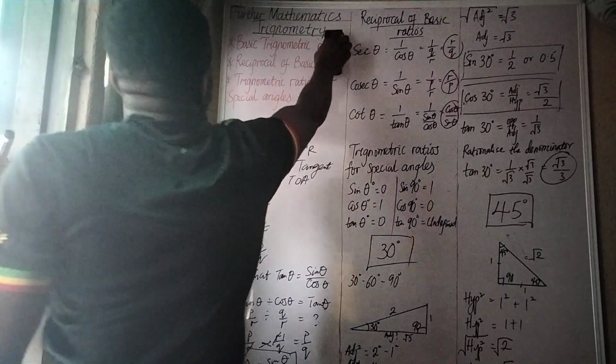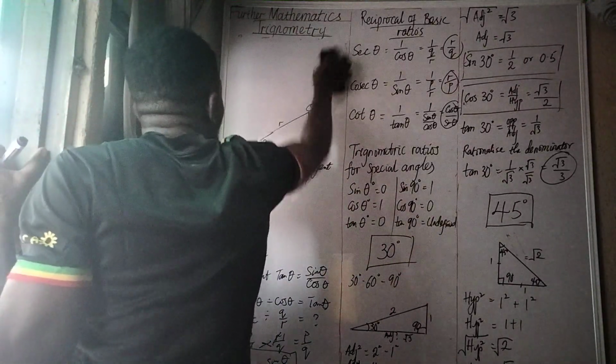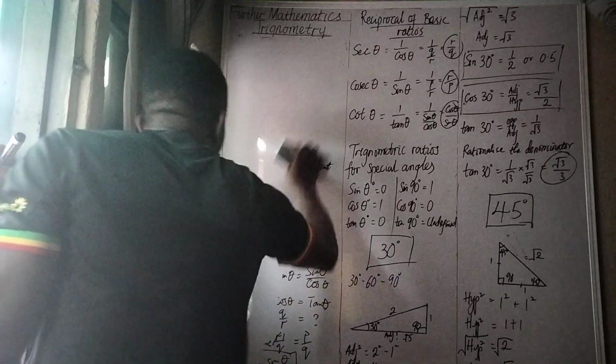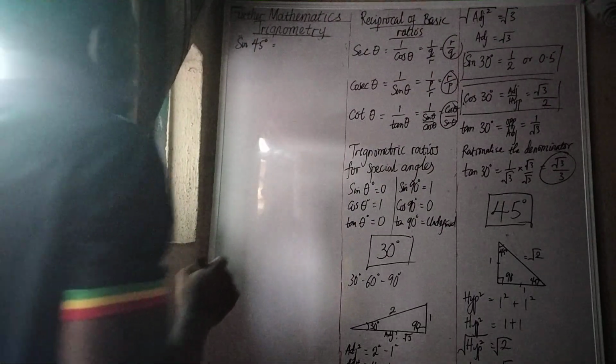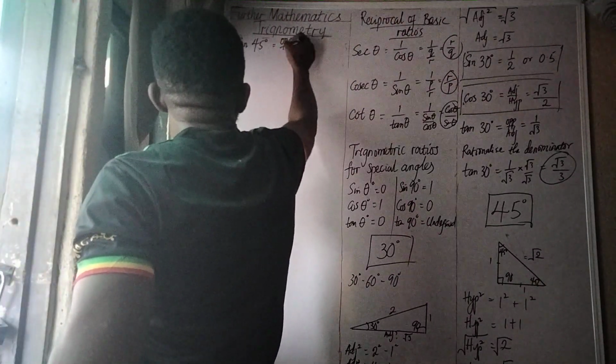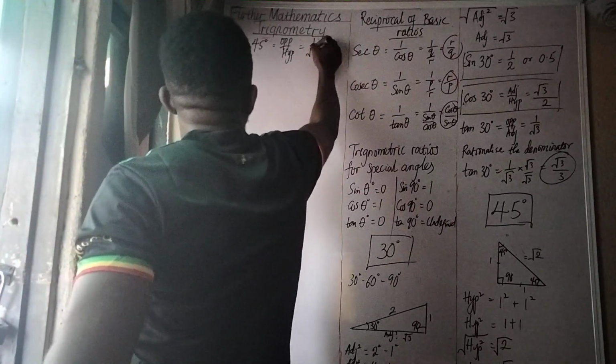Alright, let me erase this part of the board so that we can have space to complete our task. So what is left now is for us to get the various special angles for 45 degrees. So we'll start with sine 45 degrees. Sine 45 degrees happens to be opposite over hypotenuse. Looking at this, the opposite here is 1 and the hypotenuse is root 2.